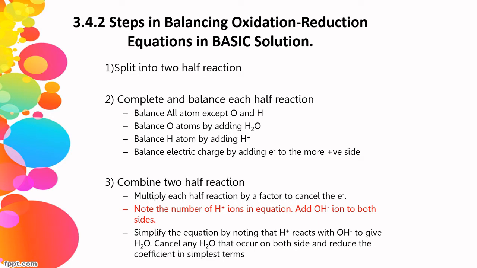First step, as usual, we need to split the reaction into two half reactions. After that, we need to complete and balance each of the half reactions. First, balance all atoms except oxygen and hydrogen. The second mini step is to balance the oxygen atoms by adding water. After we add water, of course, the hydrogen atoms are not balanced, so we need to balance the hydrogen atoms by adding hydrogen plus. After that, we balance the electric charge by adding electrons to the more positive side.